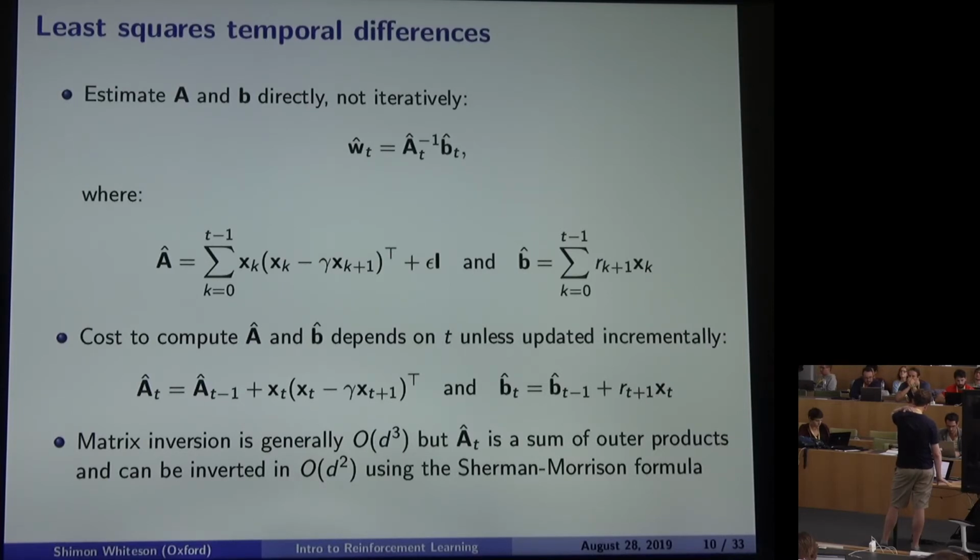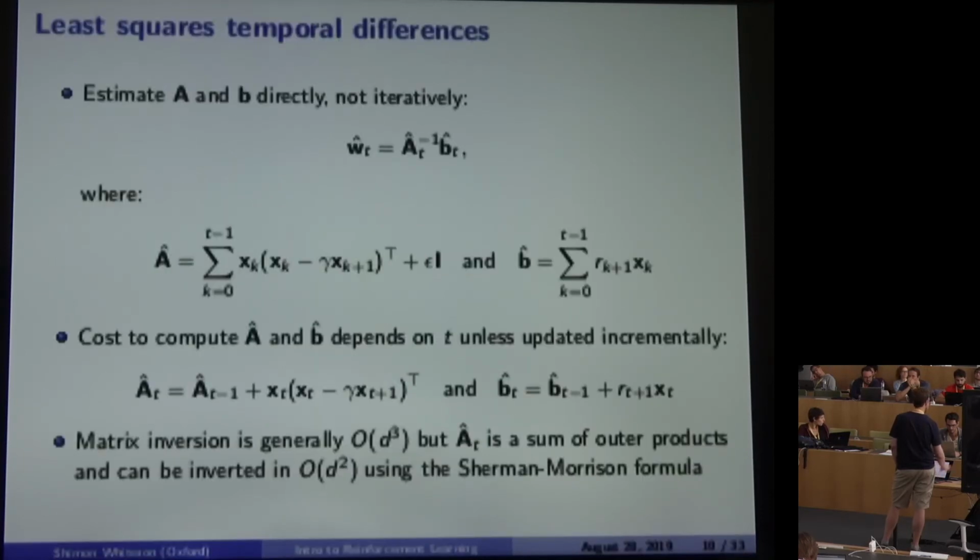That, of course, still leaves us with the matrix inversion step, and generally inverting a matrix is cubic in the number of dimensions. But this is a special matrix because note this matrix is constructed by summing up a bunch of outer products. And this kind of matrix can be inverted in quadratic time using something called the Sherman-Morrison formula. So these approaches are still expensive because the cost is quadratic, not linear, but it's not as bad as you might have feared.